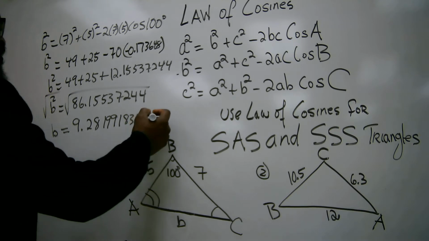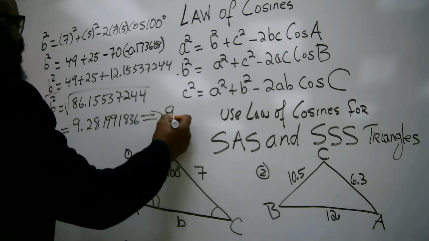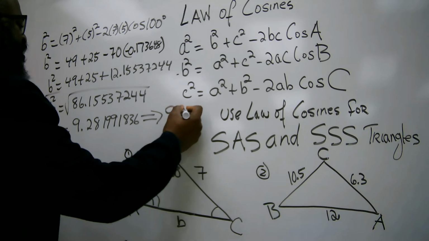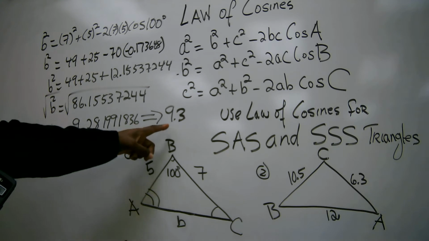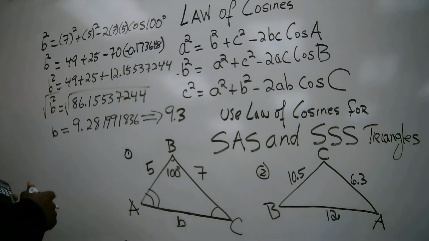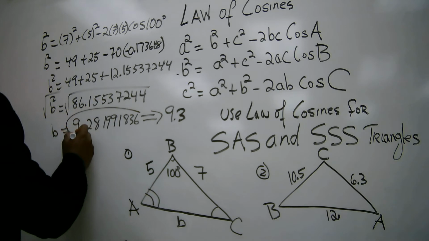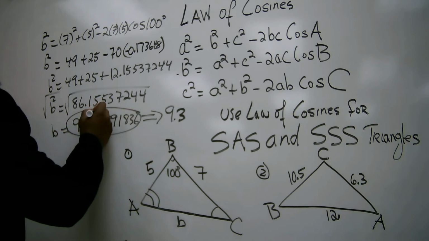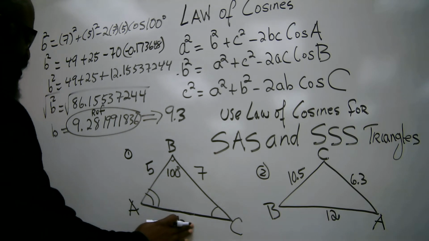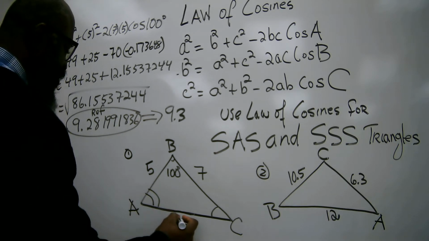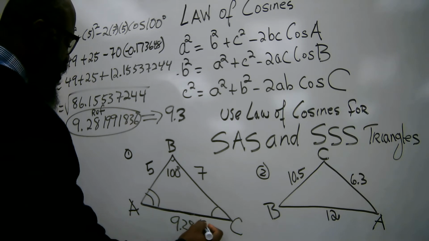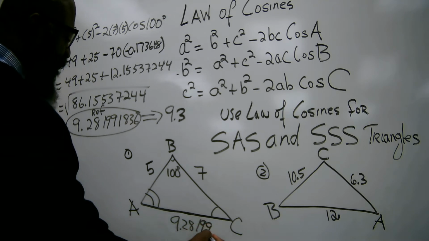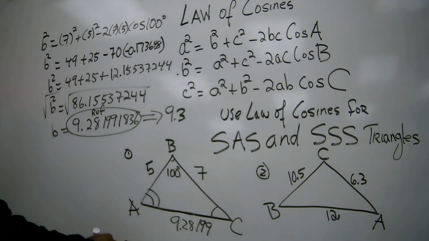Then if you want this to the nearest tenth, that would be 9.3. Be careful, do not use 9.3 because it's an estimate. Remember, you have to come here. When you compute that, that's what you have to use as a reference number. So B is 9.3 when you round it, but I will put 9.281991836, right? But the rounded value is 9.3.